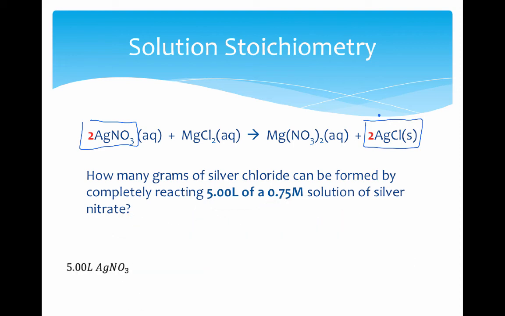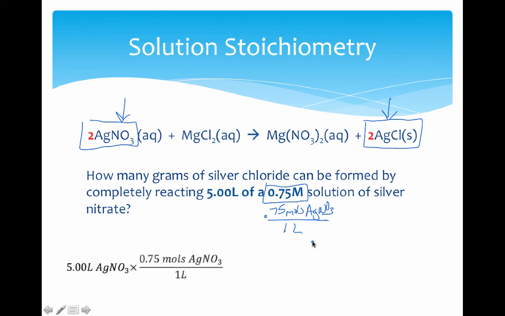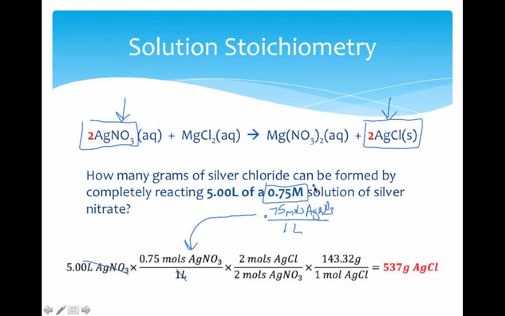So we'll start the problem by writing out the given value we have. We have 5.00 liters of silver nitrate. And just like in any stoichiometry problem, we have to eventually get into moles so that we can use this data in the form of a mole-to-mole ratio. Well, here's where our molarity comes into play. We can recognize that 0.75 M is really 0.75 moles of AgNO3 for every 1 liter of solution. We can introduce this as a conversion factor right here to convert us from liters into moles of silver nitrate. Once we've gotten to moles of silver nitrate, we can introduce our mole-to-mole ratio.